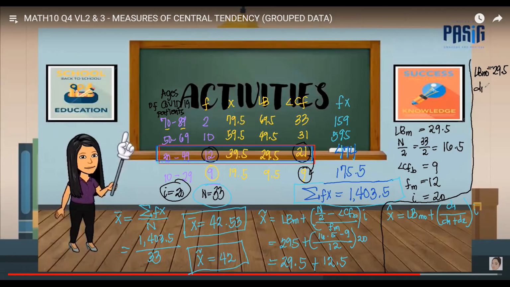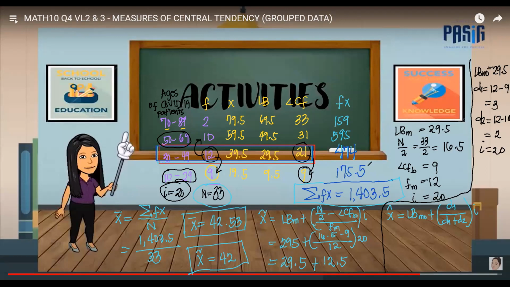Yung D sub 1 natin ay yung difference ng frequency niya, which is 12, minus yung next lower. Yung next lower is 9. Bakit 9? Kasi po 10 to 29 yung next lower. That is 3. How about yung D sub 2 natin? Yung D sub 2 natin, 12 minus yung next upper class. Ang frequency niya ay 10. So that's 12 minus 10, and that gives us 2. And yung I natin, alam na alam nyo na yan, that is 20.